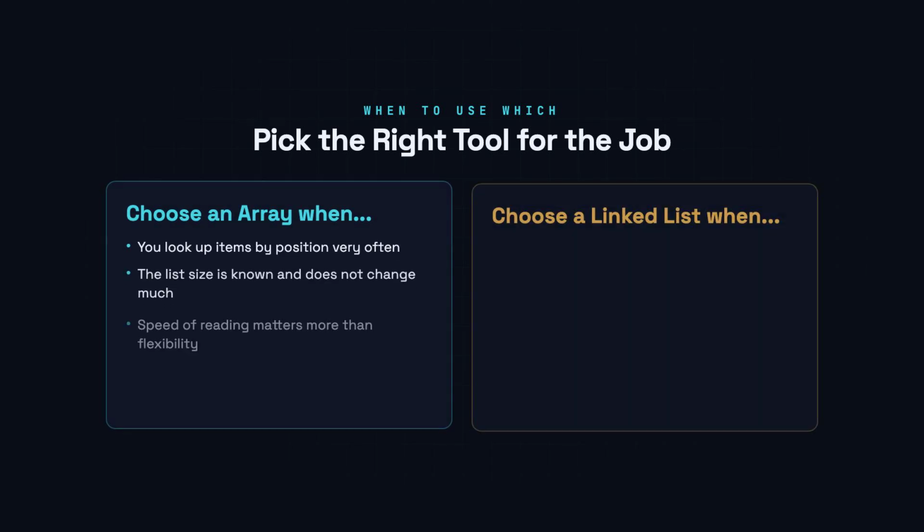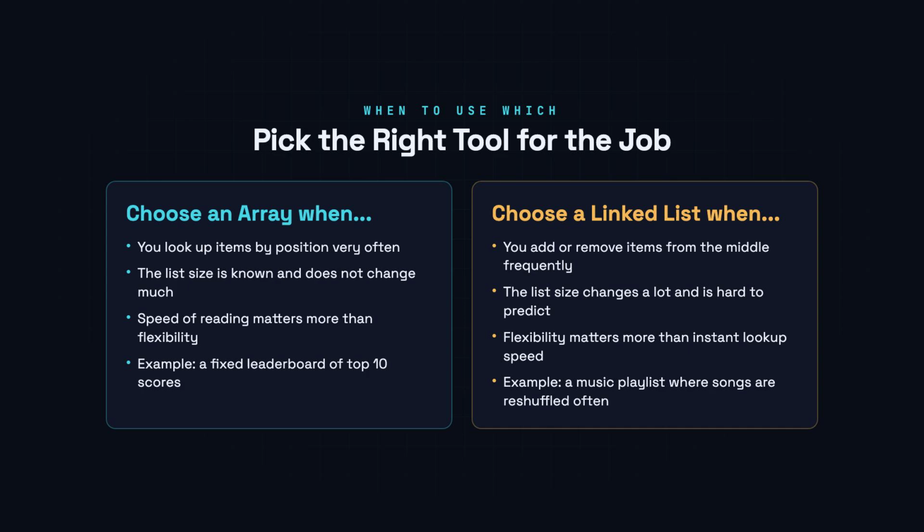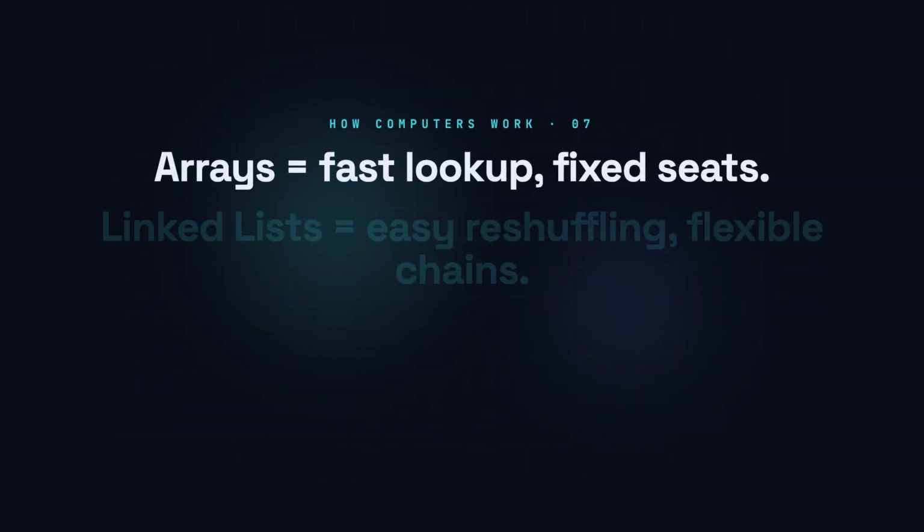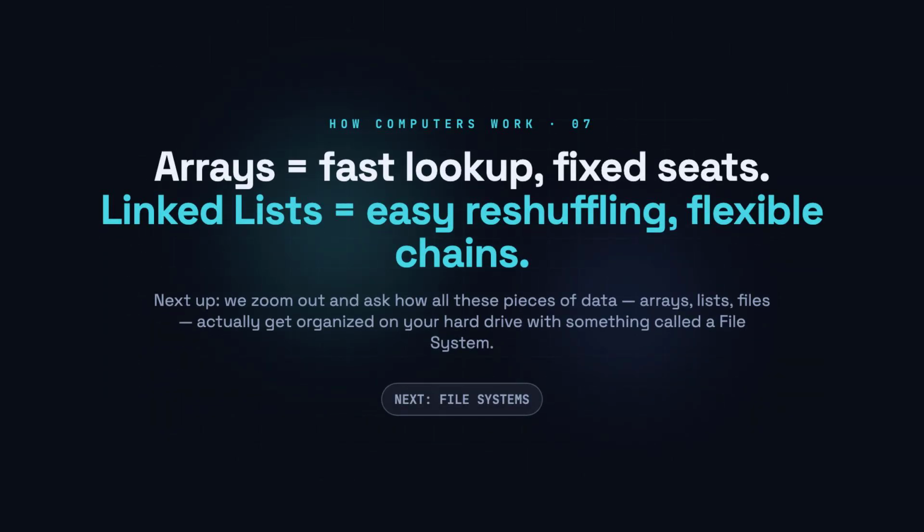Use an array when you mostly read items by their position and the list stays roughly the same size, like a top 10 scoreboard. Use a linked list when your list grows, shrinks, or gets reshuffled constantly, like a playlist you keep editing. Arrays give you instant access to any position but dislike change. Linked lists love being rearranged, but make you walk the whole chain to find one item.